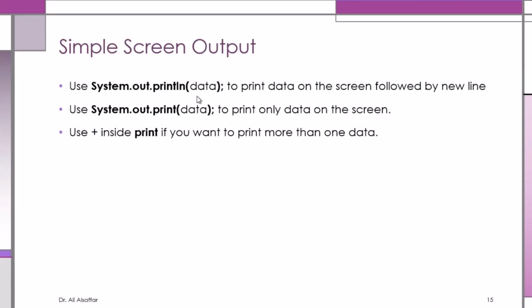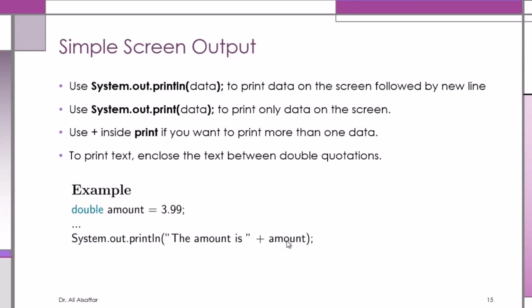If we have more than one data, then you can combine these data by using a plus. For example, if you want to print a message followed by the value of a variable, you are printing two data. You combine these two data by using a plus. The first data is a message. The second data will be a variable.